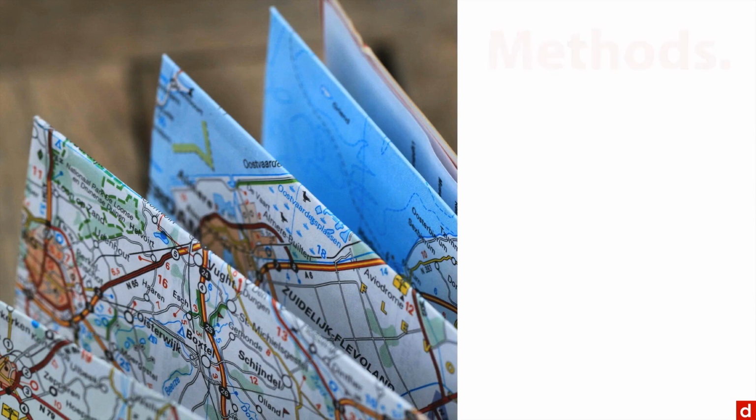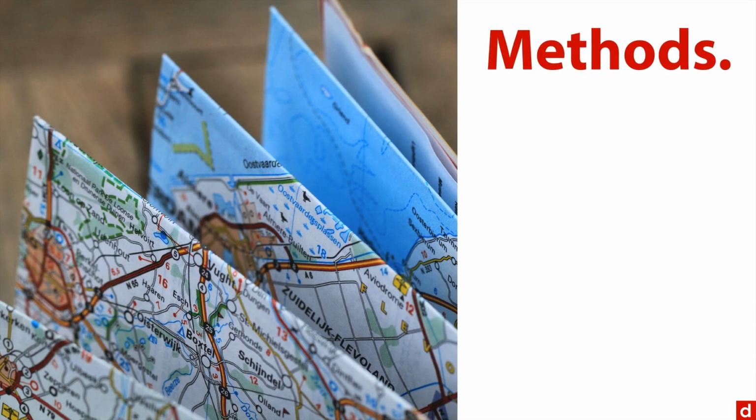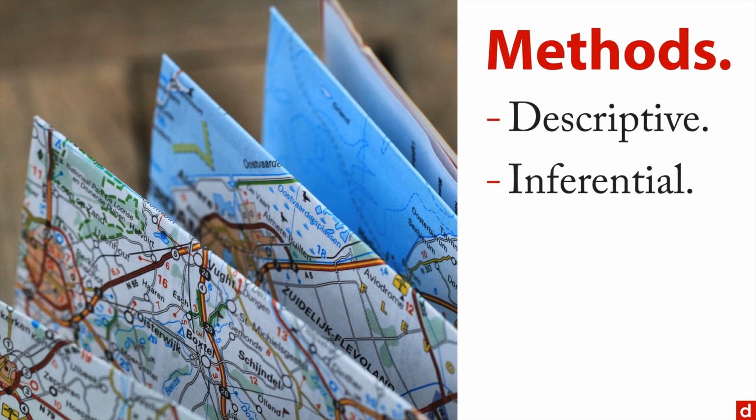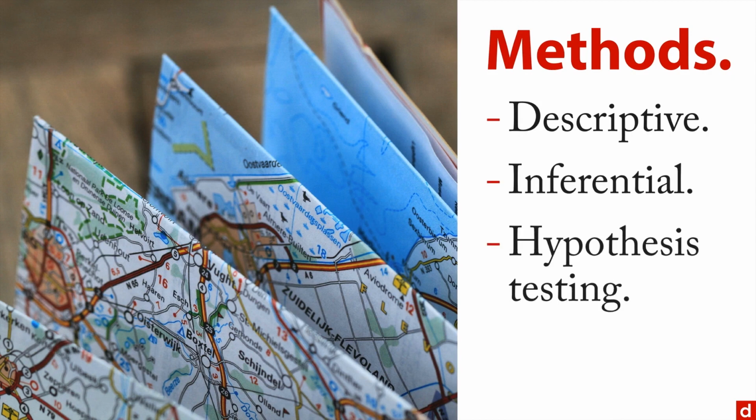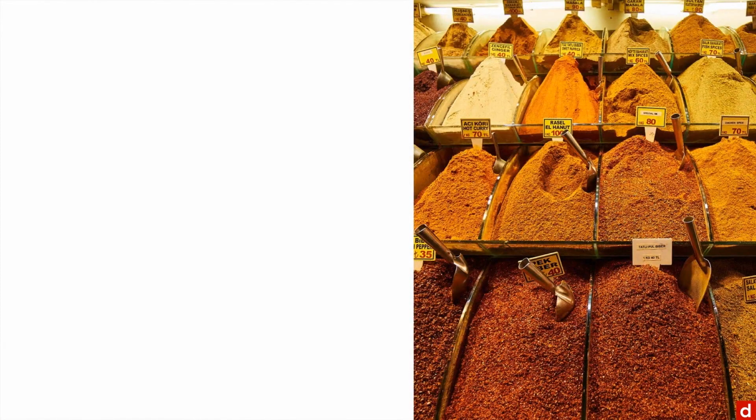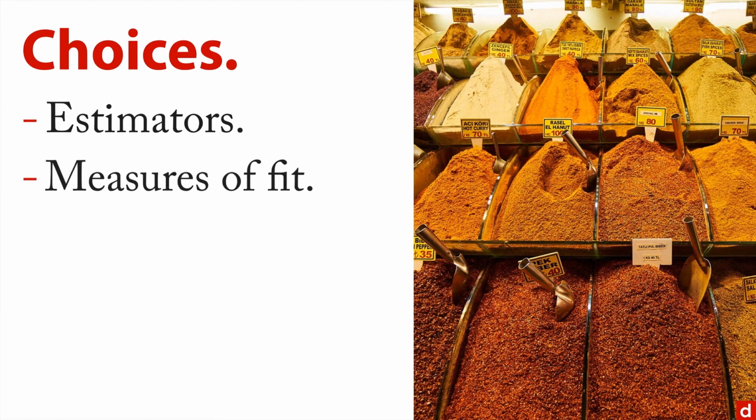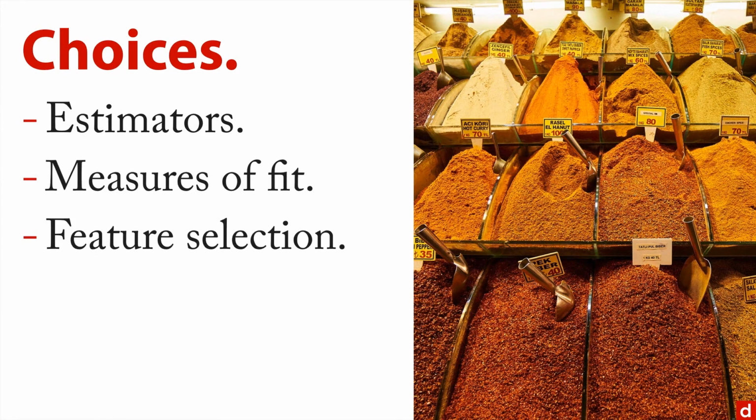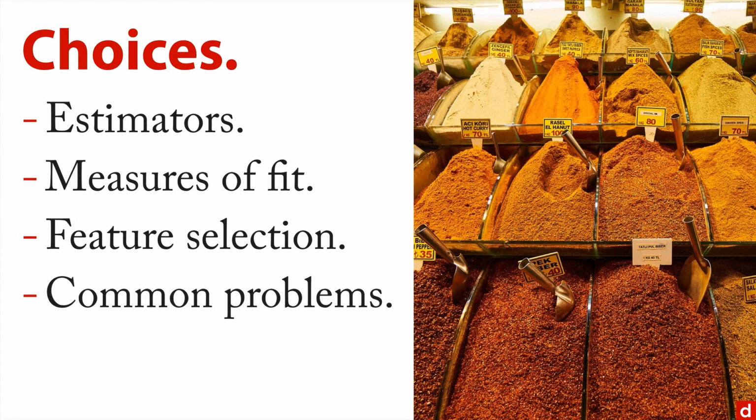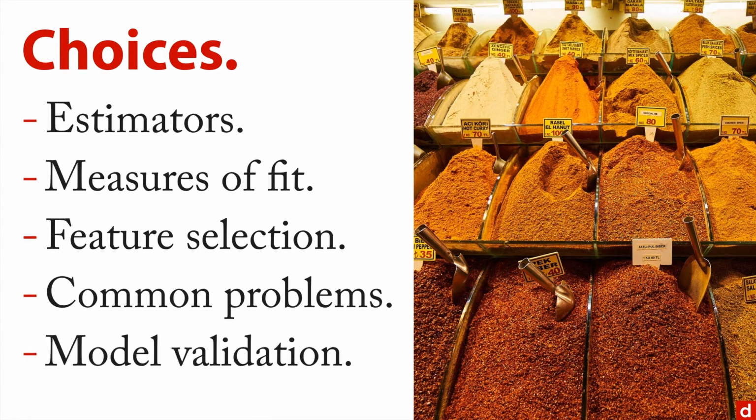Now, there are different methods that you can use in statistics, and all of them are designed to give you sort of a map, a description of the data you're working with. There are descriptive statistics, there are inferential statistics, there's the inferential procedure, hypothesis testing, and there's also estimation. And I'll talk about each of those in more depth. There are a lot of choices that have to be made, and some of the things I'm going to discuss in detail are, for instance, the choice of estimators, that's different from estimation, different measures of fit, feature selection for knowing which variables are the most important in predicting your outcome, also common problems that arise when trying to model data, and the principles of model validation.